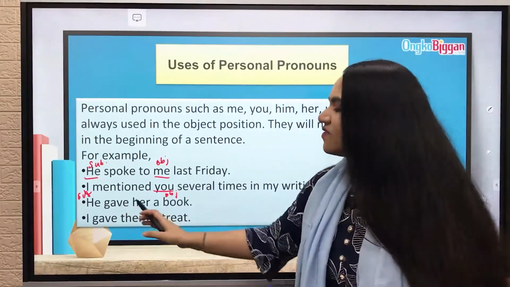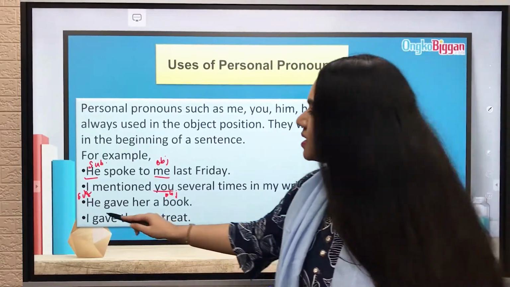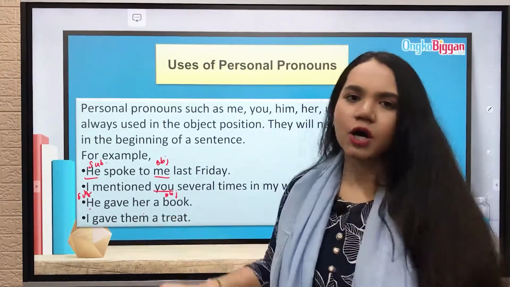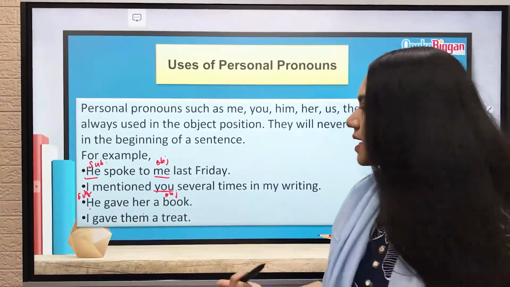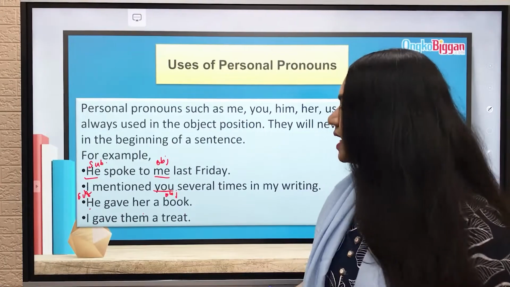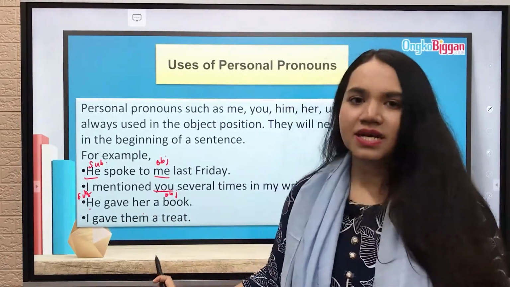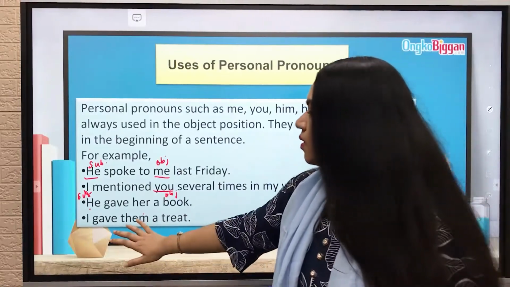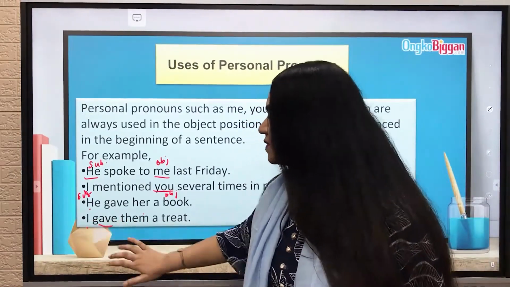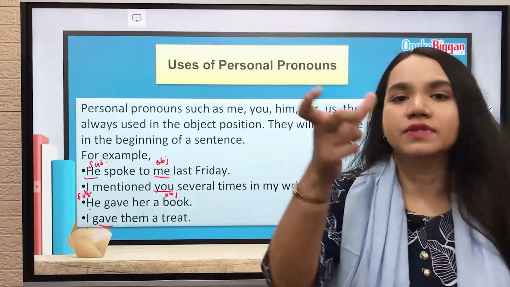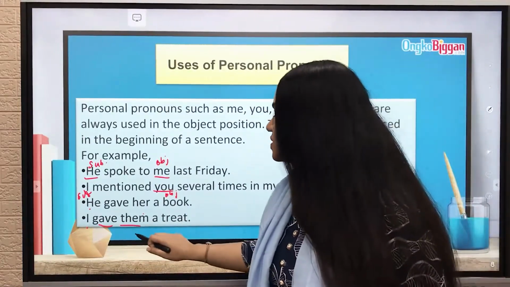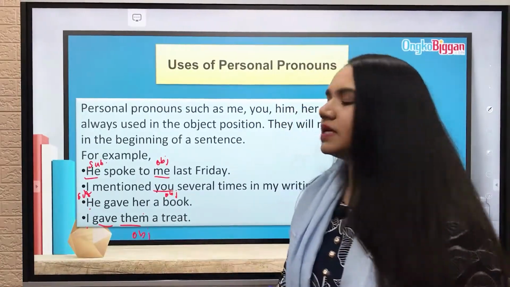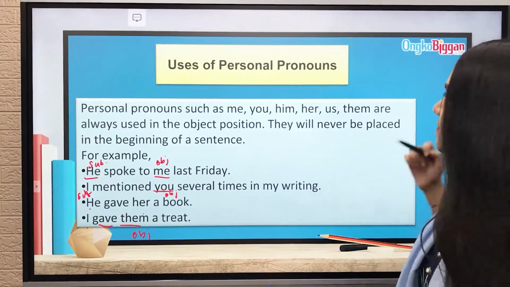Let's see this. "He gave her a book." So we understand that he is the subject and her is the object. So this is completely fine. I cannot say "He gave she a book," right? "I gave them a treat." So I is the subject who is doing the work. I is the person who gave. Who gave whom? Who gave them. So them is the object here. Therefore, I will not be saying "I gave they a treat." It's "I gave them a treat."